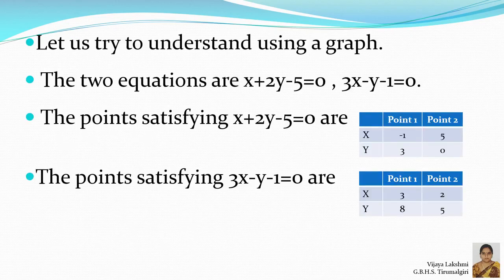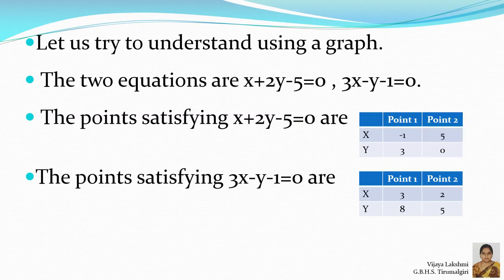Now let us try to understand using a graph. Now I am taking two equations and the equations are x plus 2y minus 5 equal to 0, 3x minus y minus 1 equal to 0. So here for the first equation I am finding 2 points which satisfy them. When I take x is equal to minus 1 and y equal to 3, we get 0. Again when I take x is equal to 5 and y equal to 0, again we will get 0.